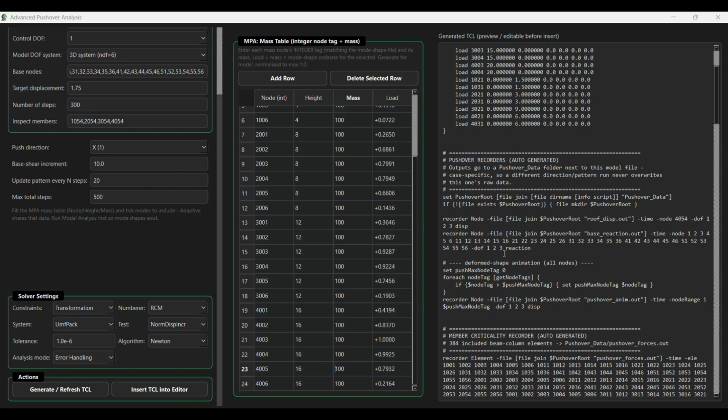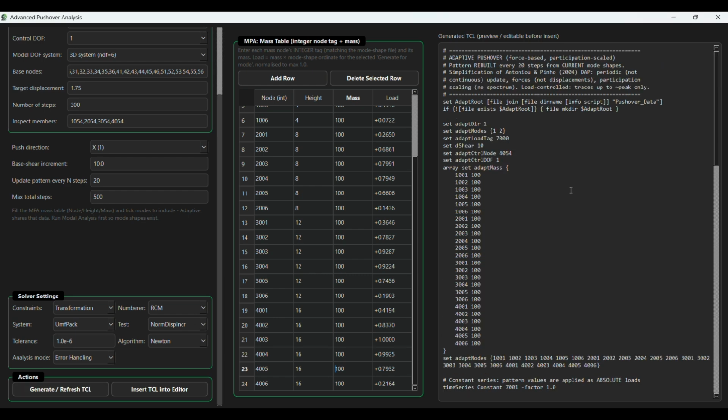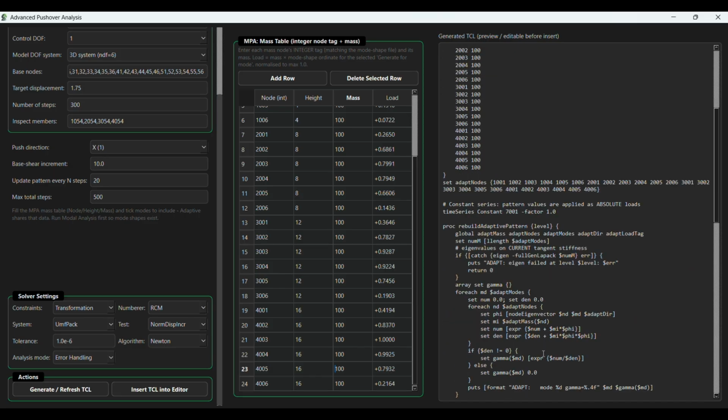This is worth stating plainly. The analysis is load controlled since the pattern is defined in terms of forces. Load control can trace the capacity curve up to approximately its peak, but it cannot follow the post-peak softening branch. That's a standard, well-known limitation of any force-controlled pushover, not specific to this implementation.